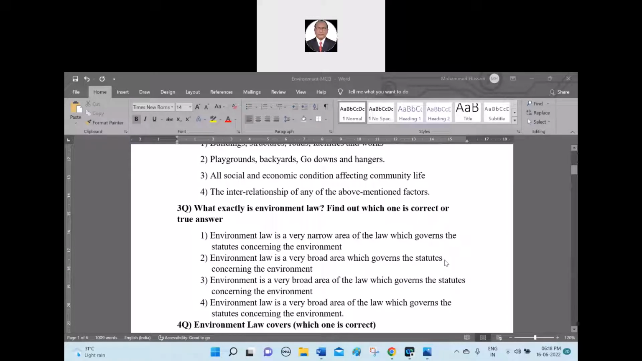So, third question. What exactly is environmental law? Find out which one is correct or true. Number one, environmental law is a very narrow area of the law which governs the statutes concerning the environment. Number two, environmental law is a very broad area which governs the statutes concerning the environment. Number three, environmental law is a very broad area of the law which governs the statute concerning the environment. Fourth, environmental law is a very broad area of the law which governs the statute concerning the environment. Which one is the correct answer?